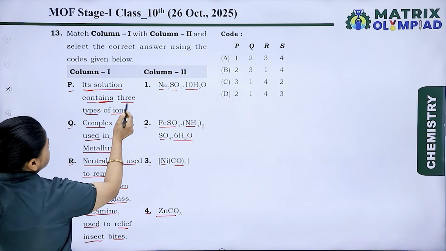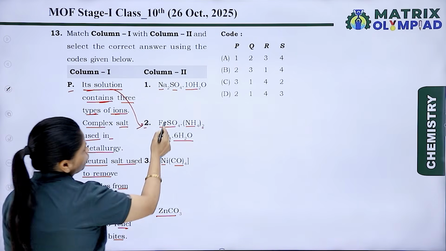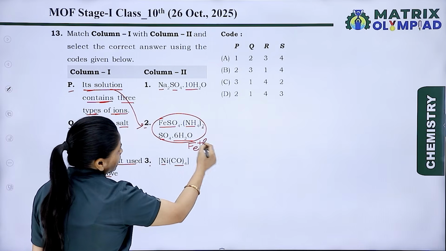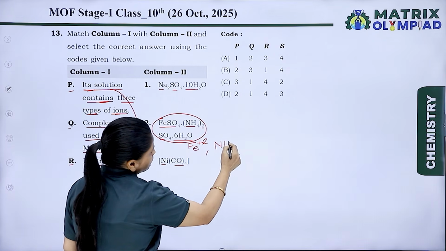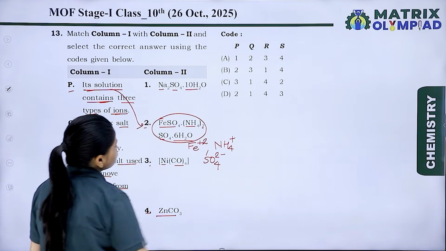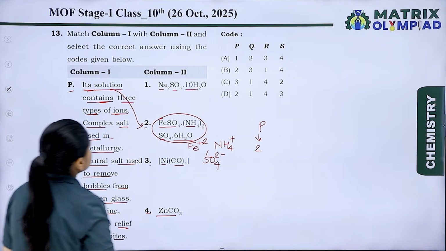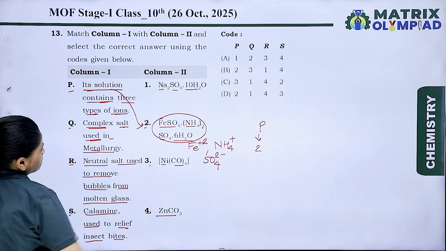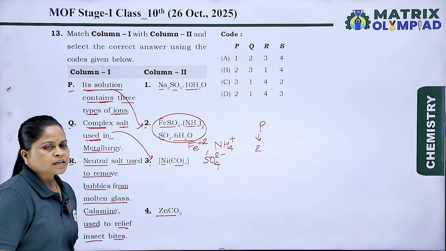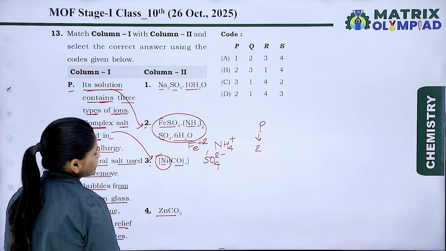First, its solution contains three types of ions. Yes, we know that Mohr's salt is a double salt, it has three types of ions: iron plus 2, ammonium plus 1 and sulfate minus 2. So, P matches with second. Complex salt used in metallurgy, and this matches with nickel carbonyl, as nickel carbonyl is used in the Mond process to refine, to extract nickel.